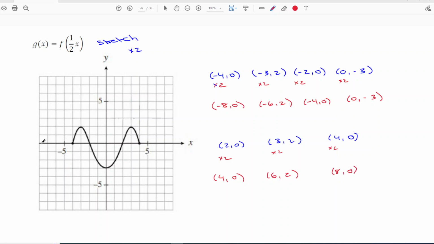So let's plot them. (-8, 0) would be here. (-6, 2). (-4, 0). (0, -3). (4, 0). (6, 2). Oh, that's not a (4, 0). That's why it's nice when the base graph's there. It just kind of gives you that, am I good? And (8, 0). And then we connect our dots.